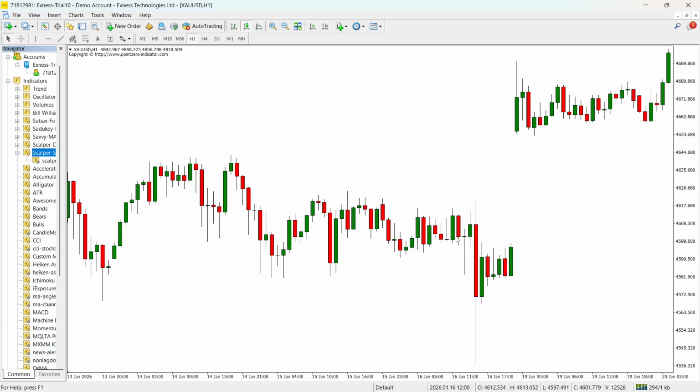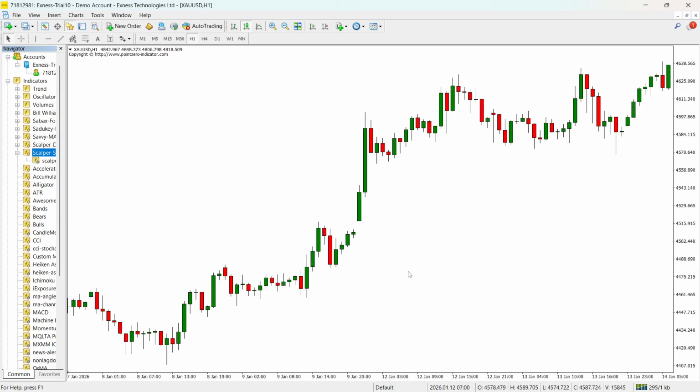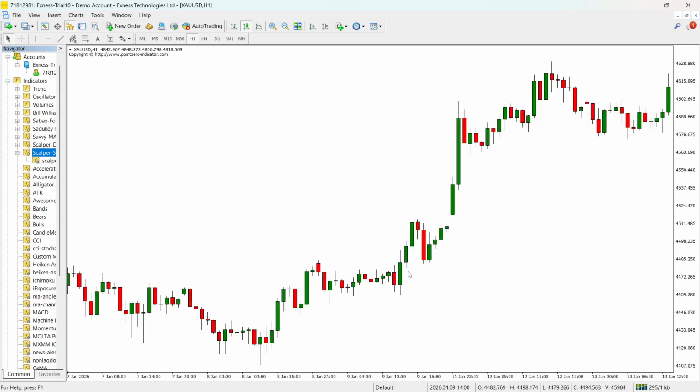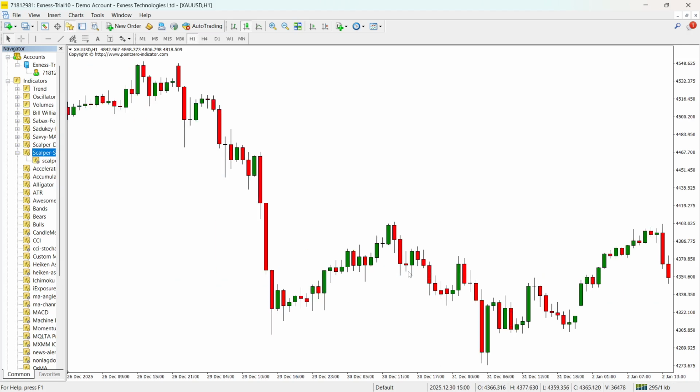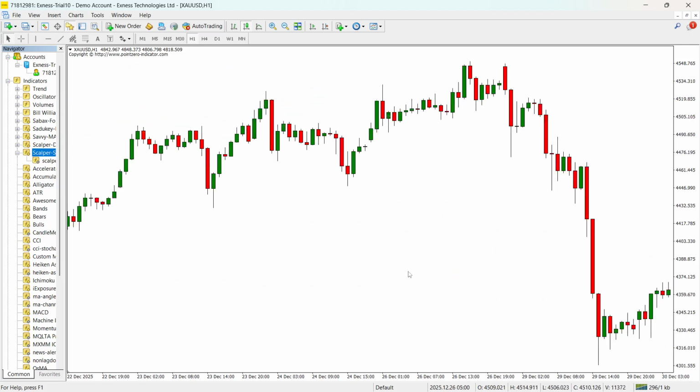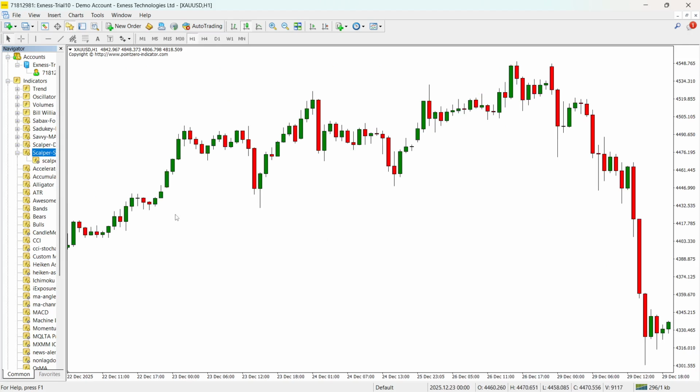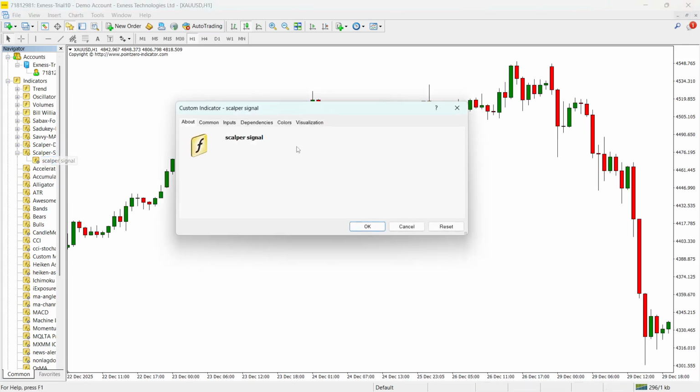This tool is designed to generate clear on-chart scalping signals so you can quickly see when its internal criteria suggest a potential short-term opportunity in the Forex markets. At this point, I'll just go ahead and load the indicator on the charts so you can see how it looks in real time.